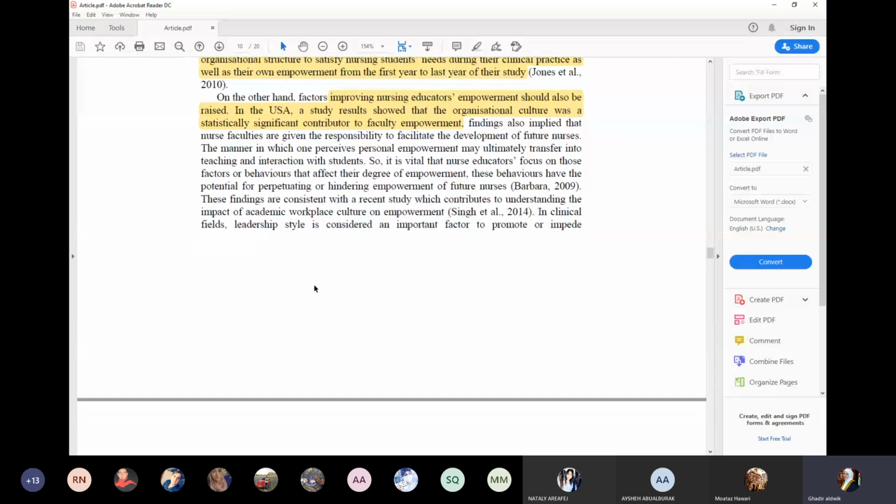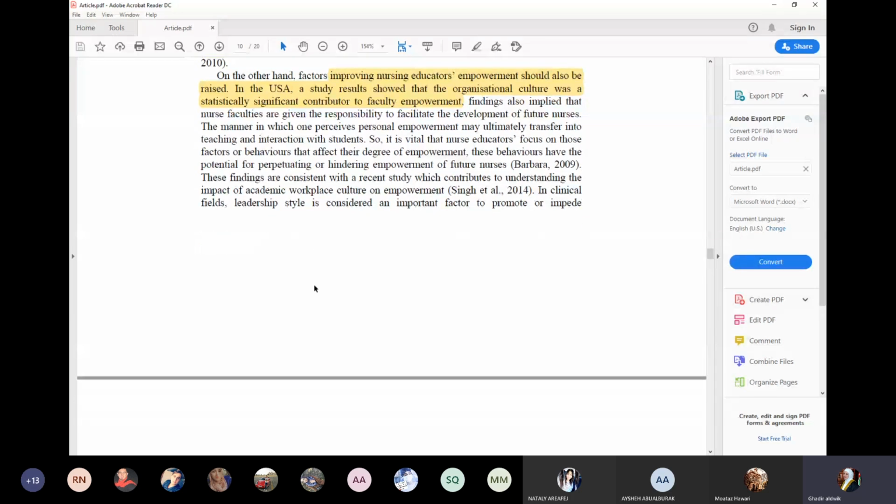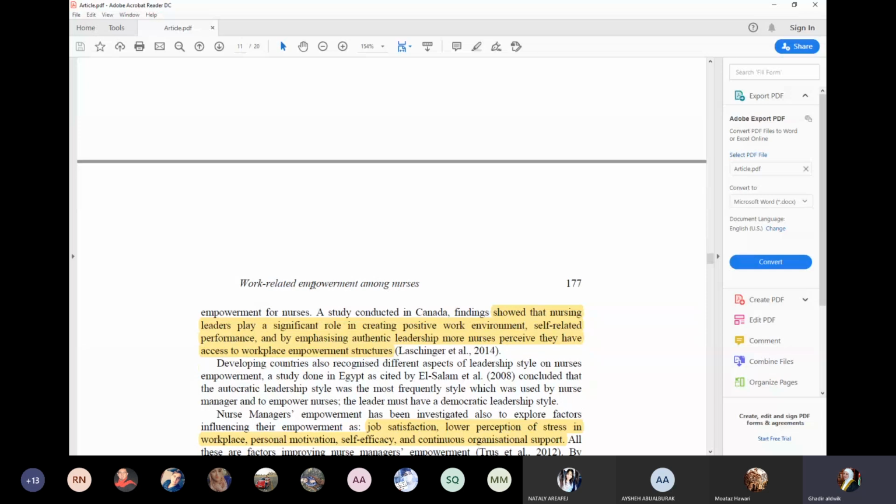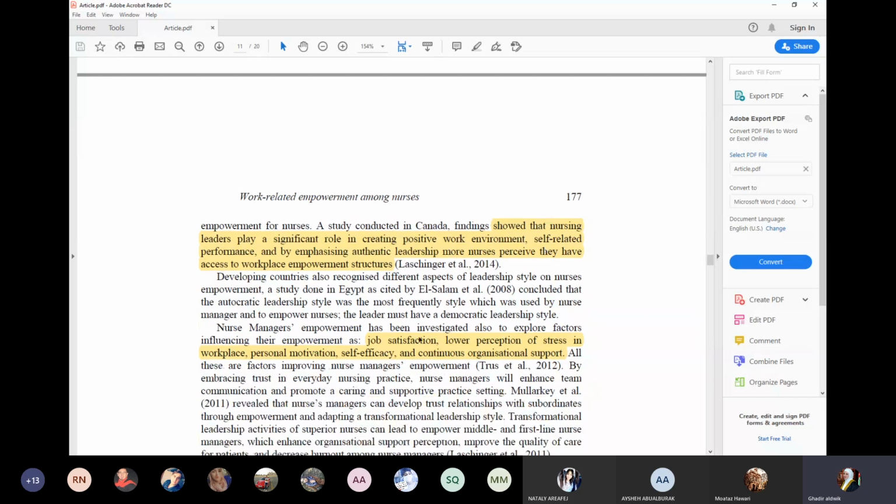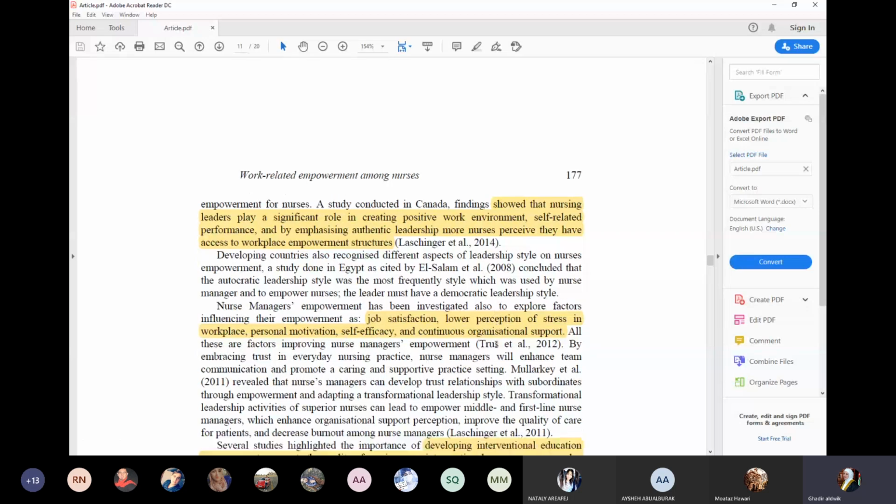All of these issues are considered factors that enhance the educator during their teaching process for their students. Also, this literature or this article showed that the nursing leaders play a significant role in creating a positive work environment, self-related performance, and by emphasizing authentic leaders, more nurses perceive they have access to workplace empowerment structure. Job satisfaction, lower perception of stress in workplace, personal motivation, self-efficacy, and continuous organizational support are other factors.